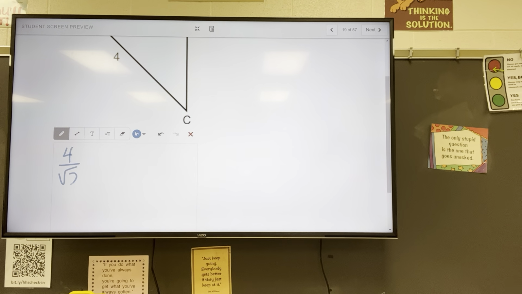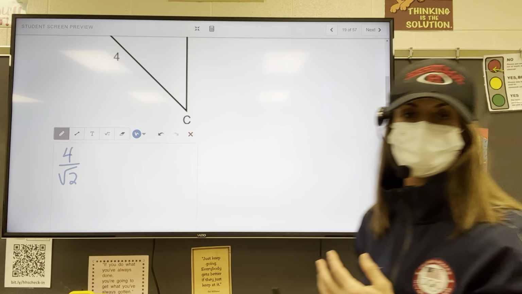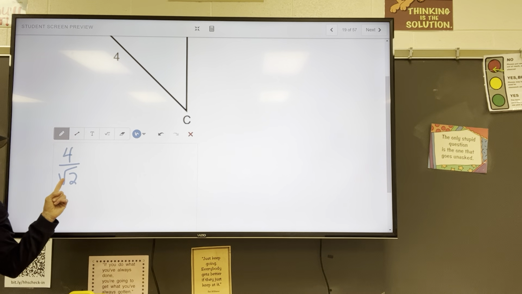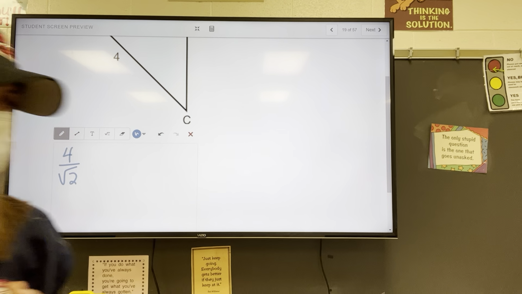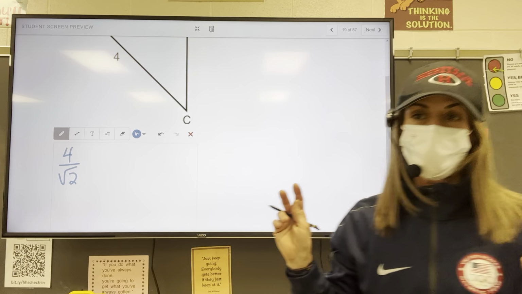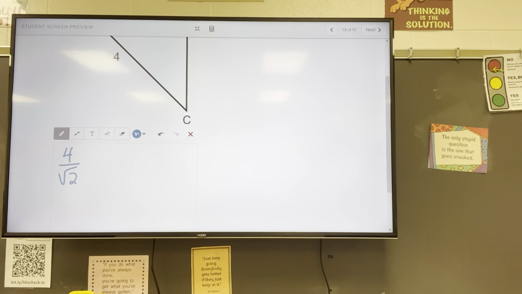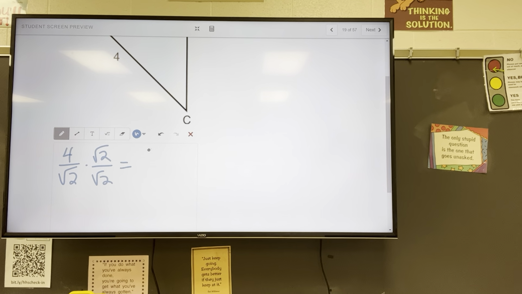And that's the answer. However, we cannot leave the answer in that format. There's a radical in our denominator, and we know what to do. I know it's been a bit. Does anyone remember? Yeah, we are going to multiply by special 1. In this case, it's root 2 over root 2. And everyone is writing this down. The reason we are doing this is because when you multiply across, you get 4 root 2.